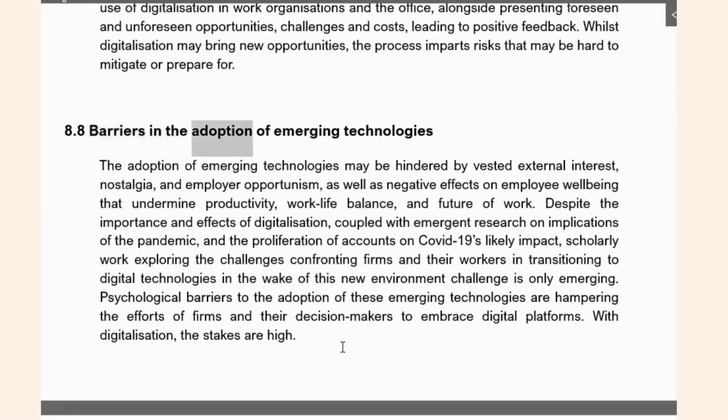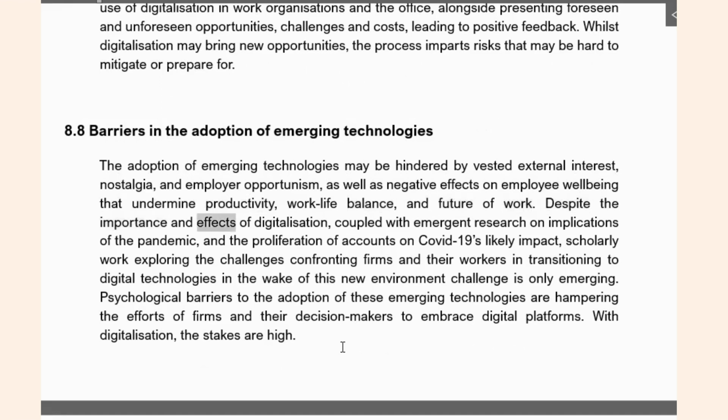8.8 Barriers in the adoption of emerging technologies. The adoption of emerging technologies may be hindered by vested external interest, nostalgia, and employer opportunism, as well as negative effects on employee well-being that undermine productivity, work-life balance, and the future of work.